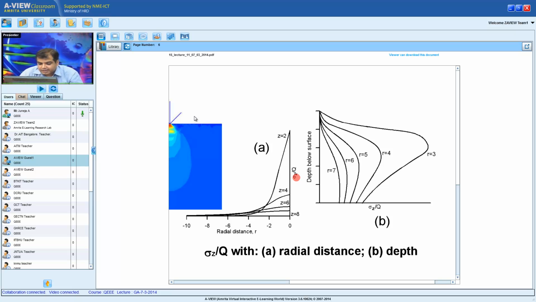So in this case I have a plot of sigma z by q on the vertical axis, and I vary the results with radial distance. So I keep z, the depth, constant, and look at how sigma z by q varies with radial distance. I also have this kind of distribution. On the other hand, I keep the radial distance constant and vary with depth. So that's the depth on the vertical axis, and again sigma z by q with the same value, but this time on the horizontal axis. So that's another set of plots.